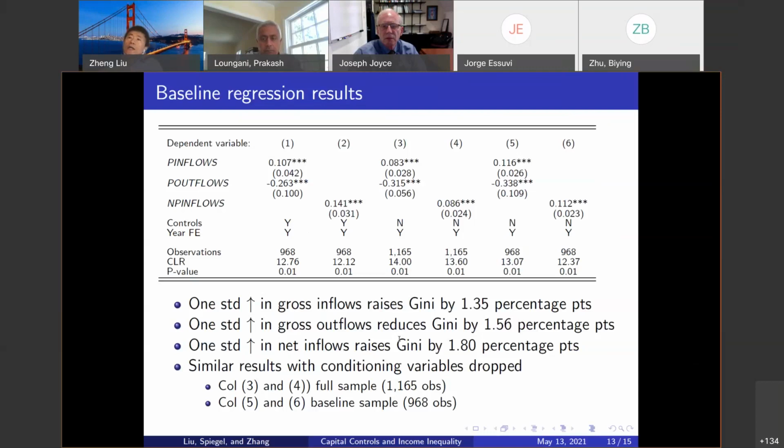And the magnitude is significant both statistically and economically. What it means is that a one standard deviation increase in the private inflow would lead to a Gini change of 1.4 percentage points. And similarly, a one standard deviation increase in outflow would raise Gini by 1.6 percentage points. Net inflow has a similarly significant coefficient.